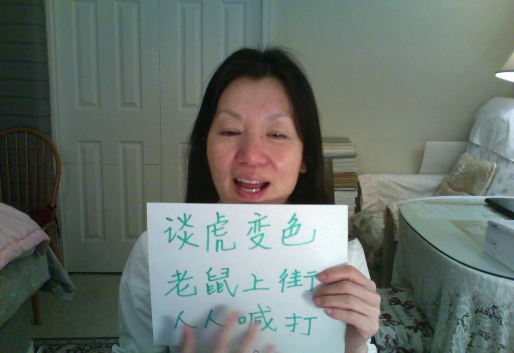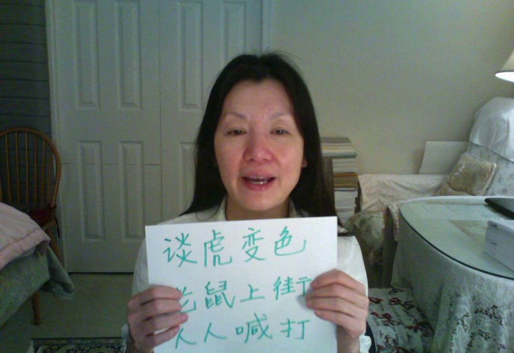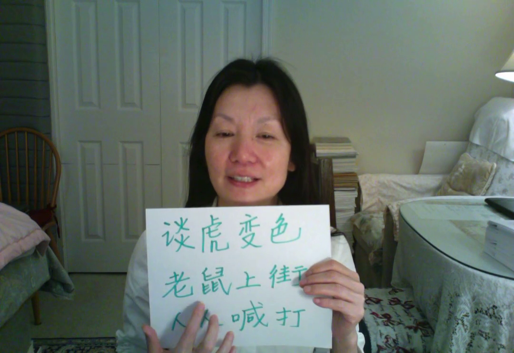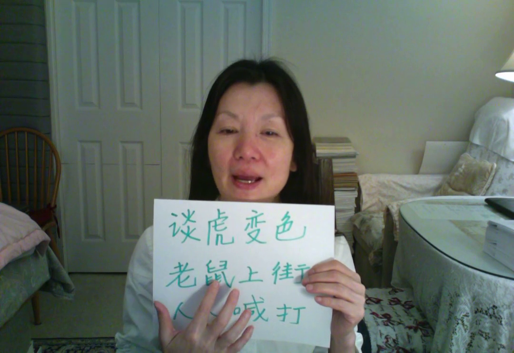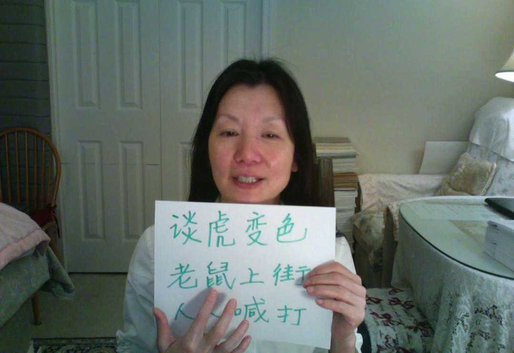老鼠上街，人人喊打。Okay, I think I understand that. How do we use it? Let's figure it out. 老鼠上街，人人喊打。In that case, nobody likes this mouse. That's why, when the mouse is on the street, everybody says hate it.